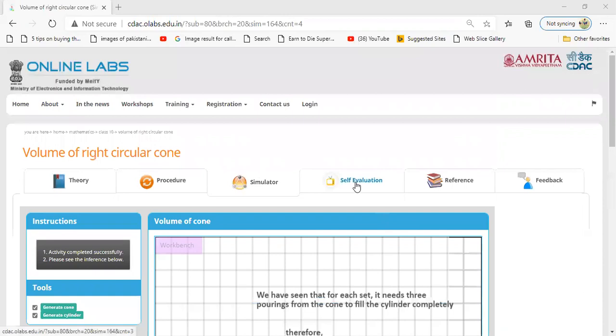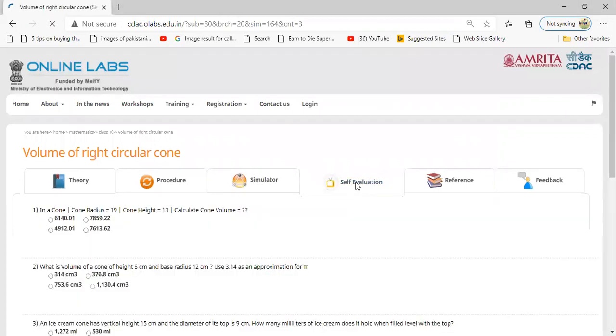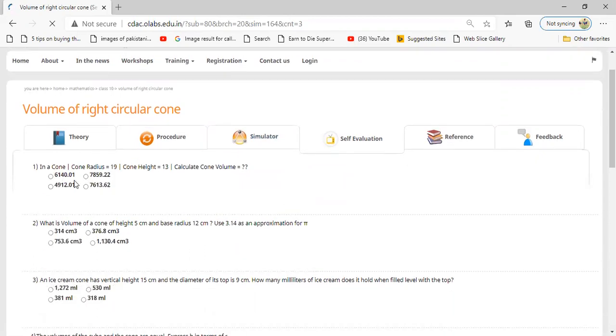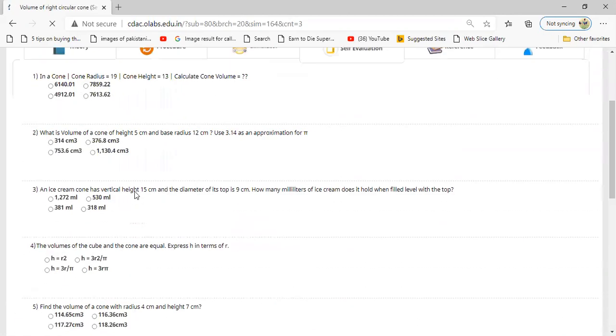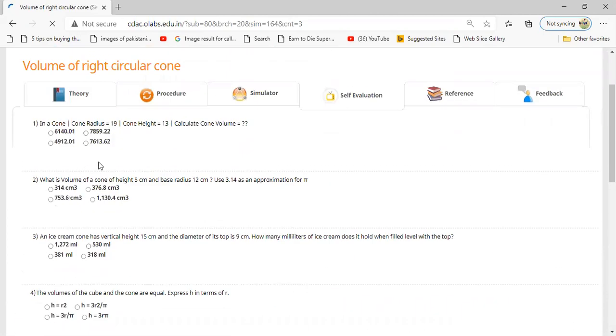Now we come to the self-evaluation. Do it fast. In a cone, radius is this, height is this. Calculate its volume. We have only 5 questions. Someone tell me the answers fast.